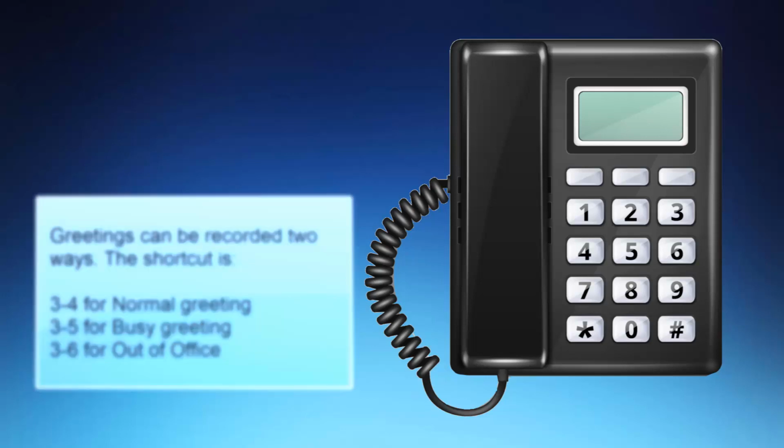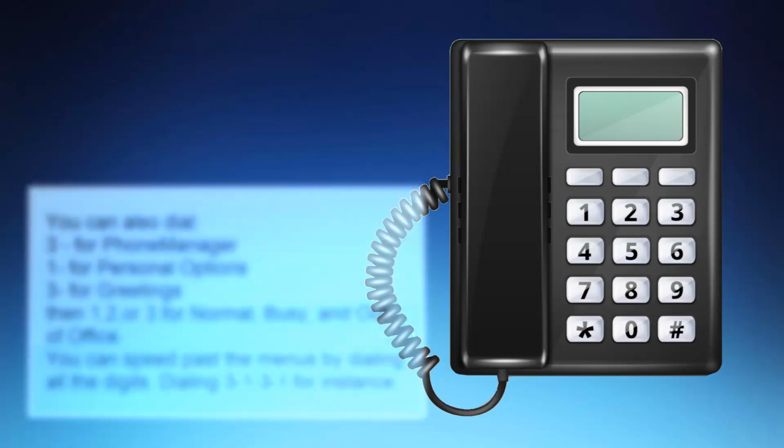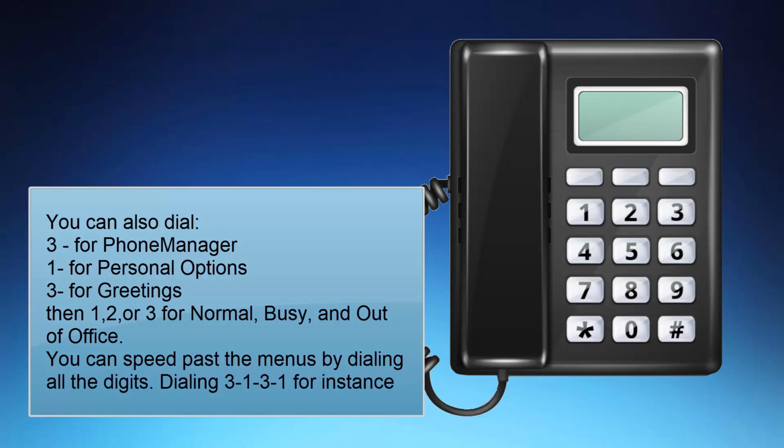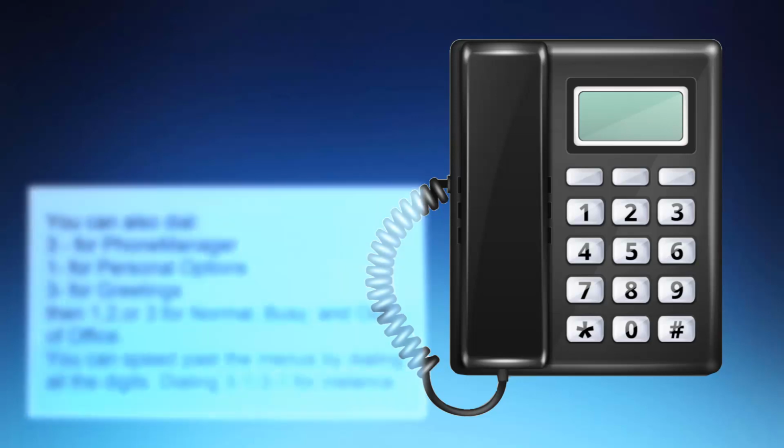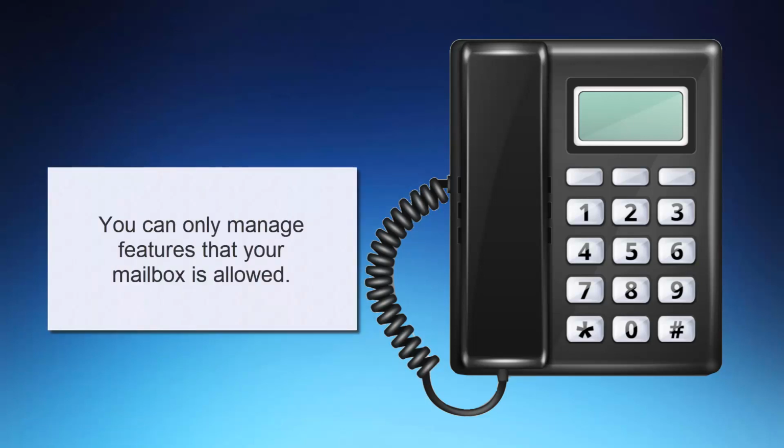A couple of things to remember when you are managing your mailbox. The first is, you don't need to listen to the entire menu if you know which digits to press. You can simply press 3, followed by the sequence of digits to change whatever you need to change in your mailbox. The other thing is, if you are not allowed something, like a busy greeting or an out-of-office greeting, you will not be given the prompts to record those greetings or access any of those features. If you go to try that, the system will tell you that you are not allowed to do this.